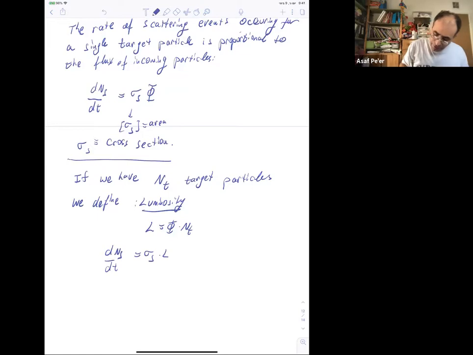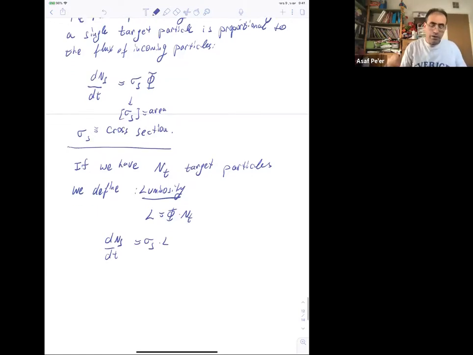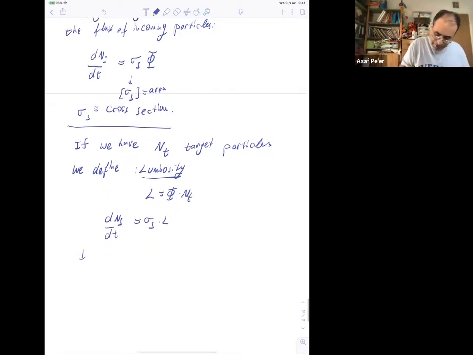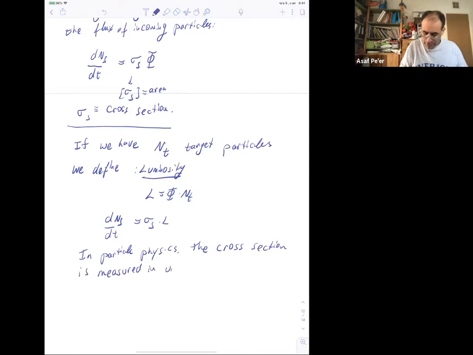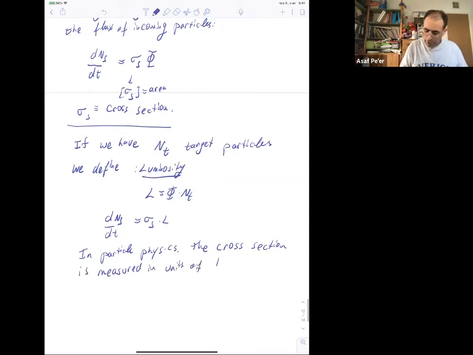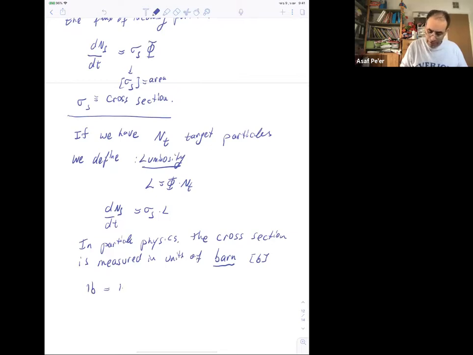So the cross section has units of area, and in particle physics the typical unit is called the barn. In particle physics, the cross section is measured in units of barn. The symbol is b. One barn is 10 to the minus 24 centimeter squared, or 10 to the minus 28 meter squared.